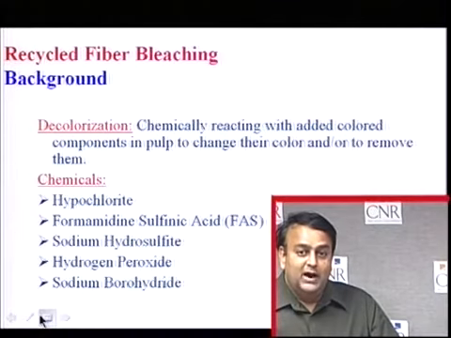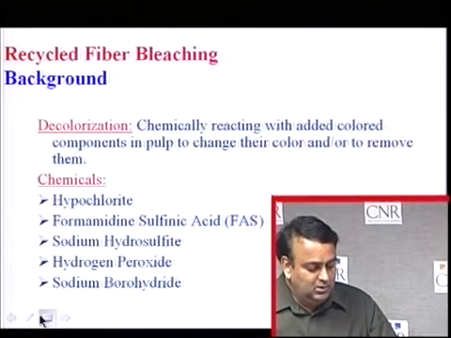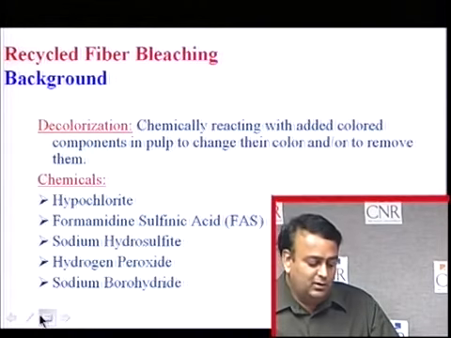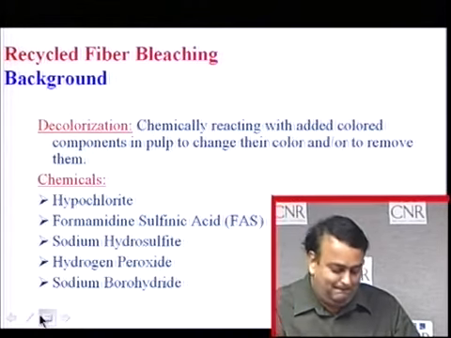These are all typically recycled today. These are chemical pulp dyed with color paper, color dyes. Okay, that's what we want to make white. This is decolorization. Then chemicals work on it and make them white. The chemicals typically used for decolorization are sodium hypochlorite, formamidine sulfinic acid, sodium hydrosulfide, hydrogen peroxide, and sodium borohydride.